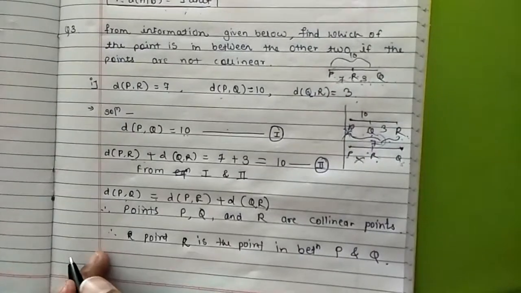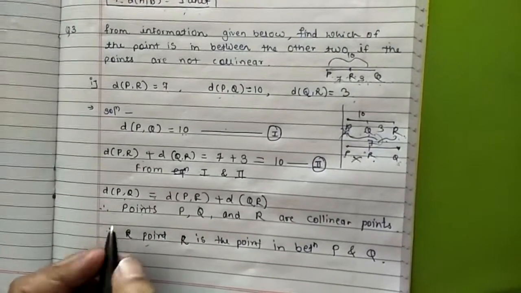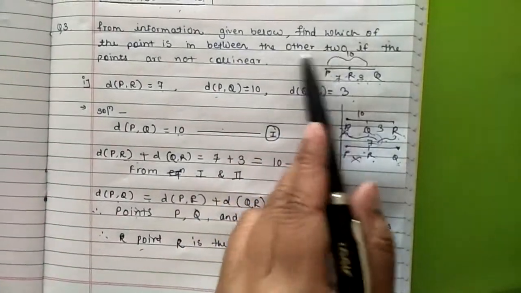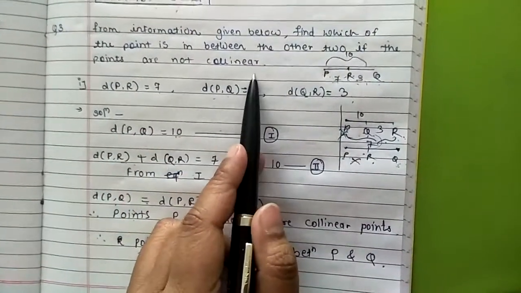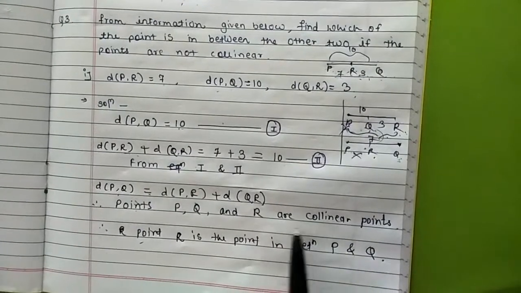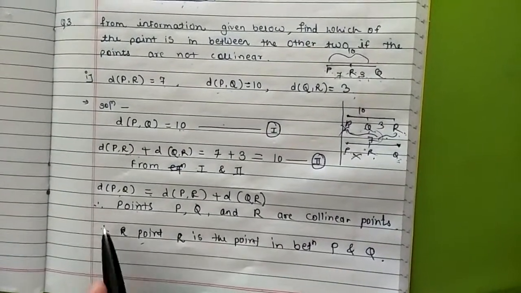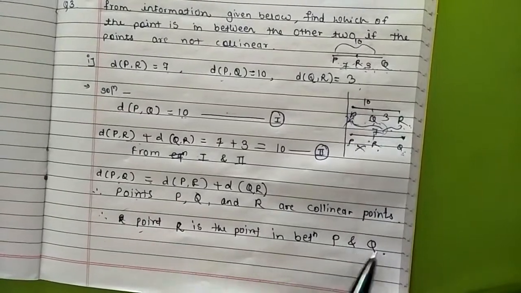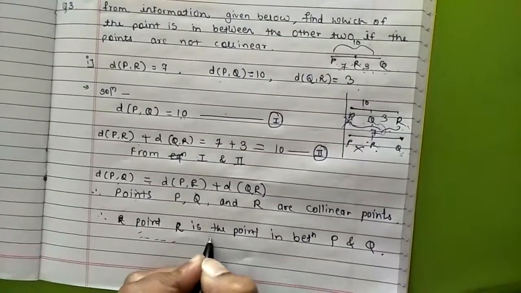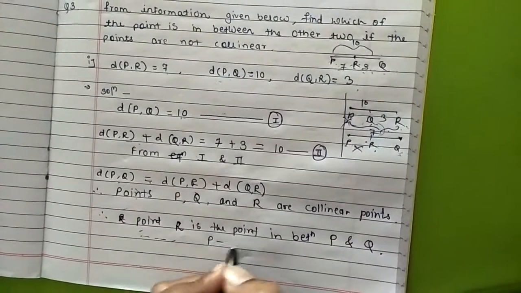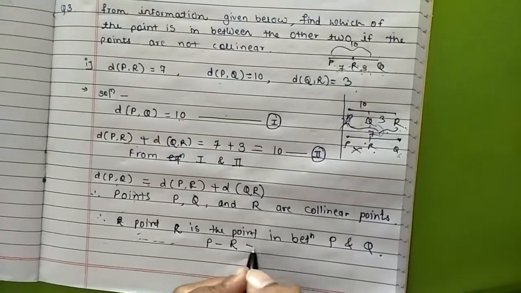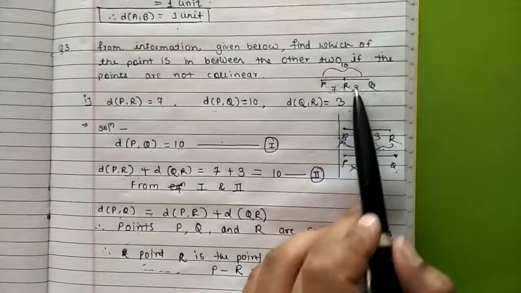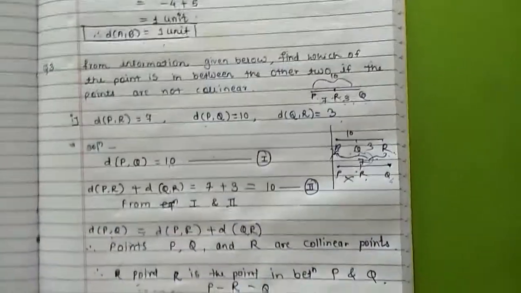You have to write down this one, and therefore their relation is nothing but what we have to decide, the relation between them if they exist, or that the points are not collinear. So there we mention here, yes, they are collinear, and the relation is that point R is the point in between P and Q. So the relation is P, then the center point is R, and dash Q. Clear? And from the diagram also you are getting it.